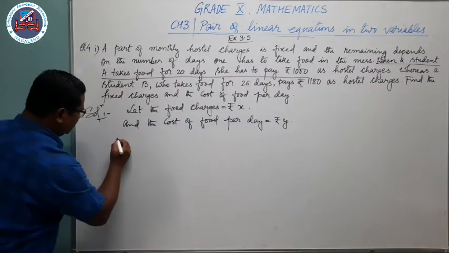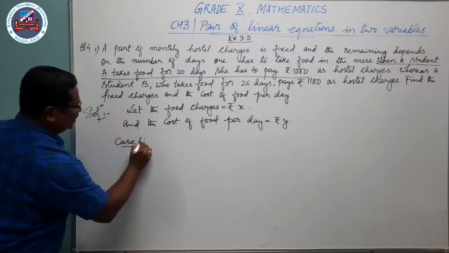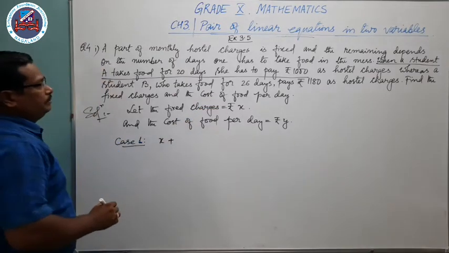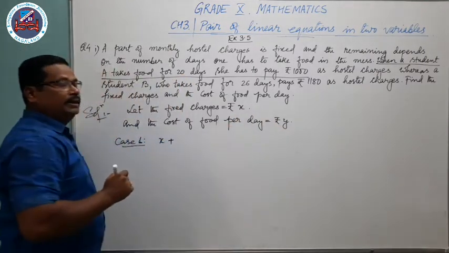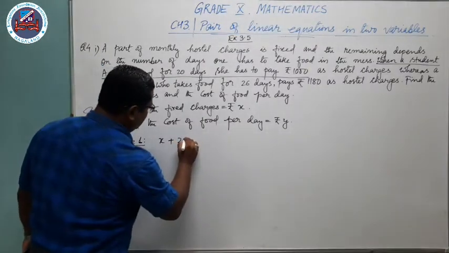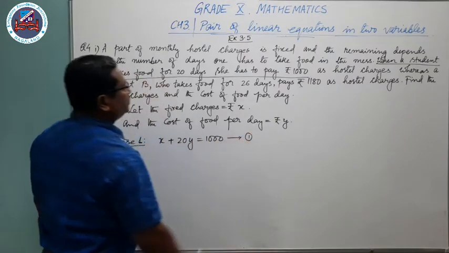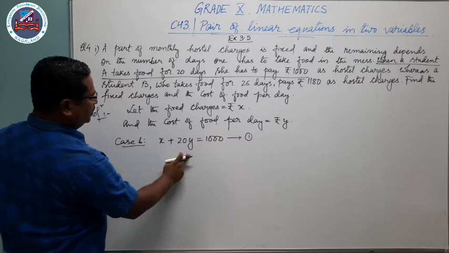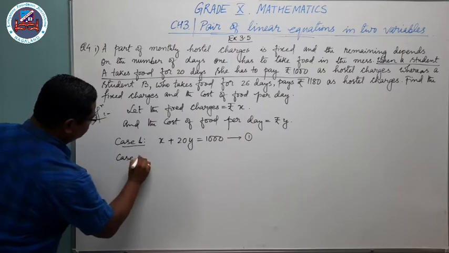So how will the statement be? See here mathematically, case 1: fixed charge that without any question you will have to pay, plus per day he is taking food for 20 days, per day is rupees y. So the cost of food will be 20 times y, that is equal to 1000 it says. Let us make this equation number 1. This is fixed, you have to pay, and this is for the food, and then the total amount comes out to be 1000.